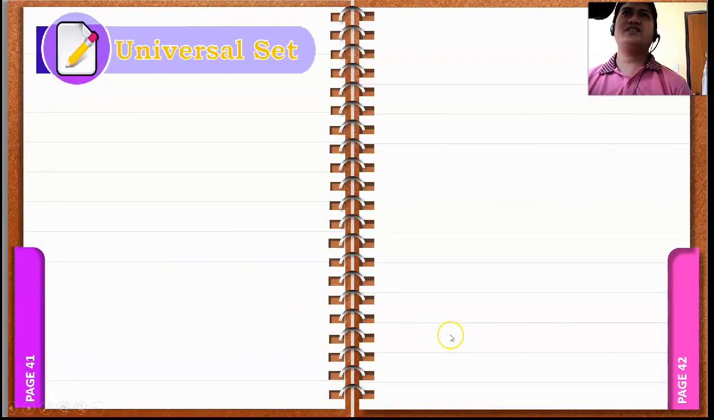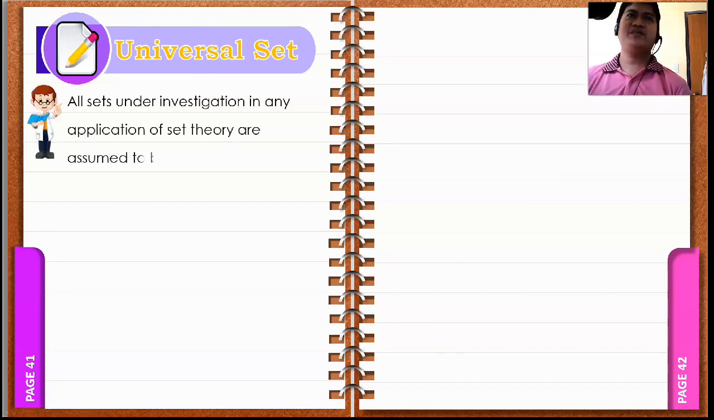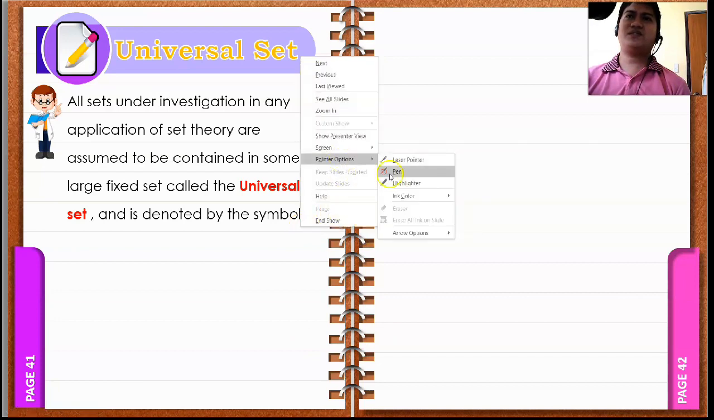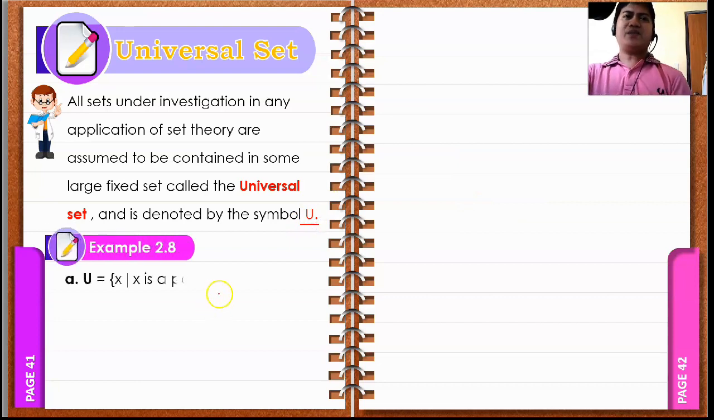Okay, next is the universal set. When you say universal set, all sets under investigation in any application of set theory are assumed to be contained in some large fixed set called the universal set, and is denoted by the symbol U. So this symbol is used. For example, we have U equal to the set of all x such that x is a positive integer and x squared equals 4.